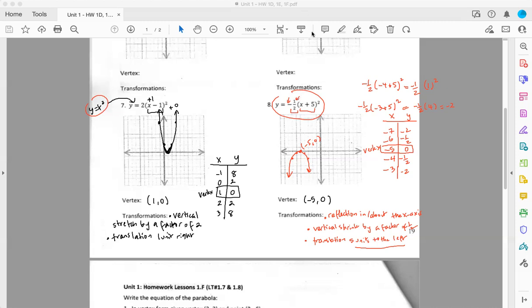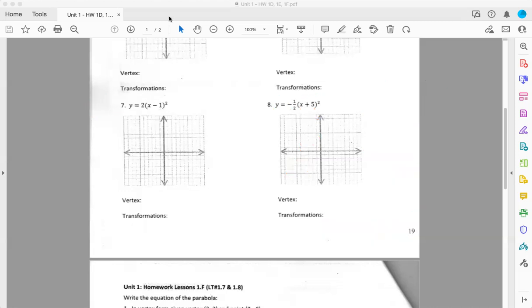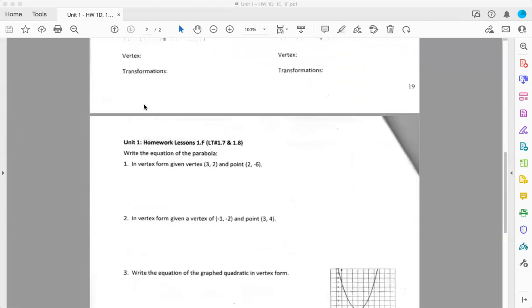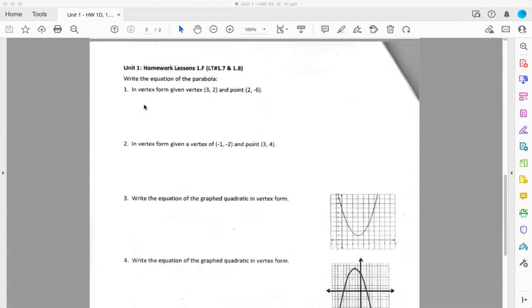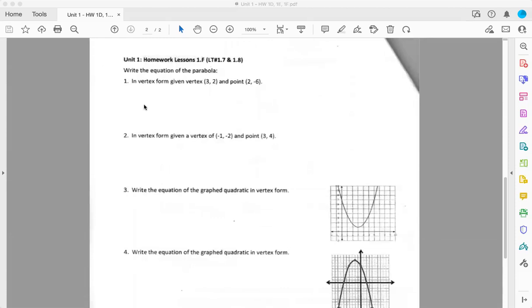Now moving on to homework 1F, which is the most recent homework you were assigned. Let's get started on number 1. Write the equation of the parabola in vertex form given 3, 2, and the point 2, negative 6. So the vertex is given and the point is given.